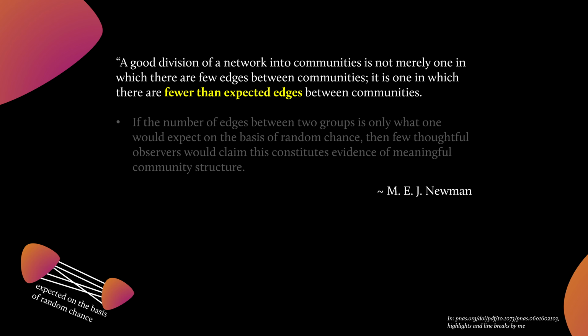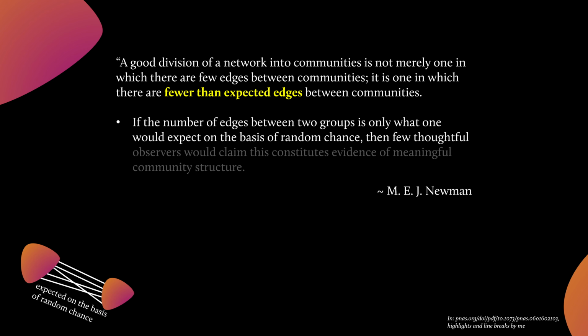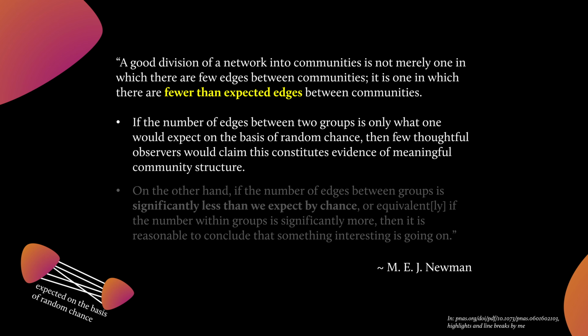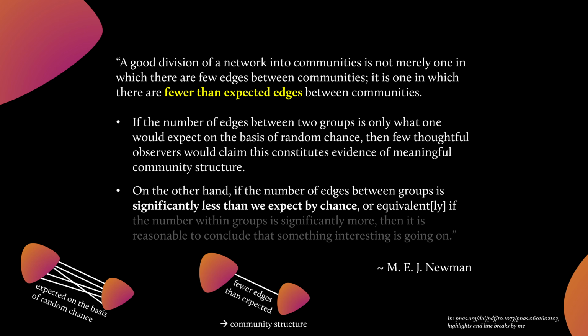He goes on, if the number of edges between two groups is only what one would expect on the basis of random chance, then few thoughtful observers would claim this constitutes evidence of meaningful community structure. On the other hand, if the number of edges between groups is significantly less than we expect by chance, or equivalently, if the number within groups is significantly more, then it is reasonable to conclude that something interesting is going on. I couldn't have stated it more clearly.